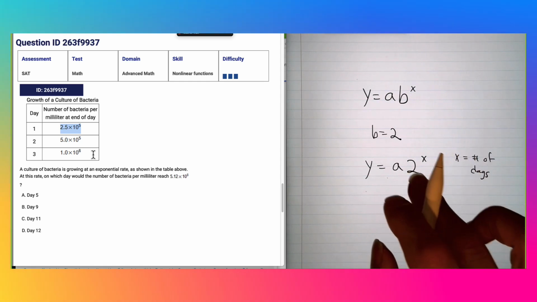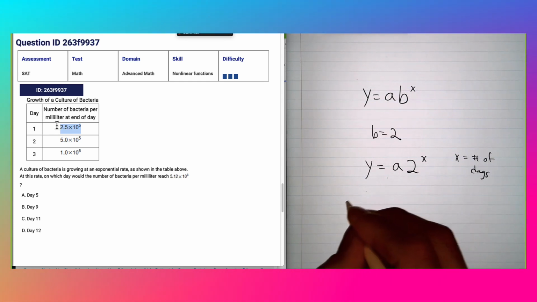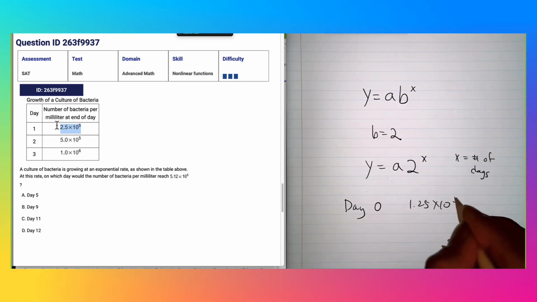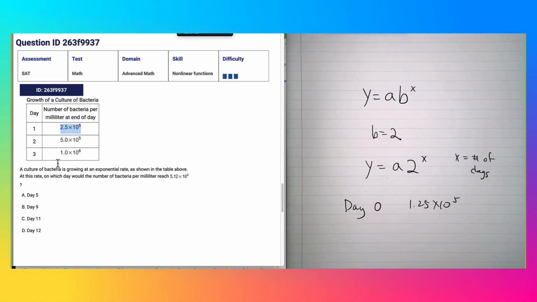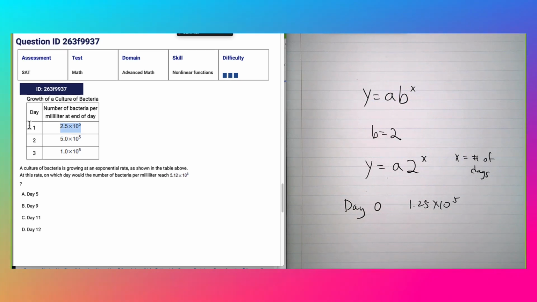And we need to find the a here. Now, unfortunately, there's no day 0. However, you can just trace it backward. So if it doubles each day, if you go from day 1 to day 0, it's got to go half. Is that clear, everybody? When day equals 0, we should have 1.25 times 10 to the 5th. Because at the rate it's growing exponentially by doubling, 1.25 on the initial day times 2 will give you day 1, 2.5 times 10 to the 5th.